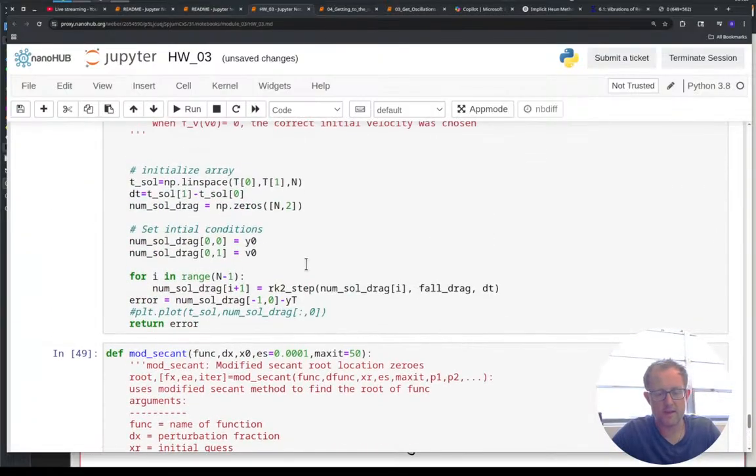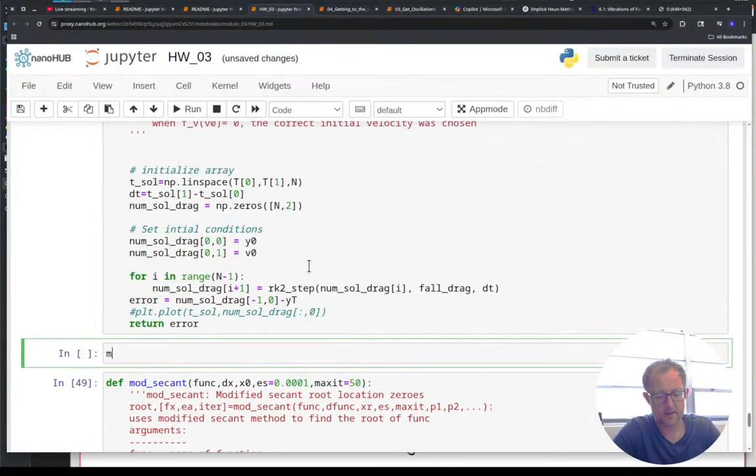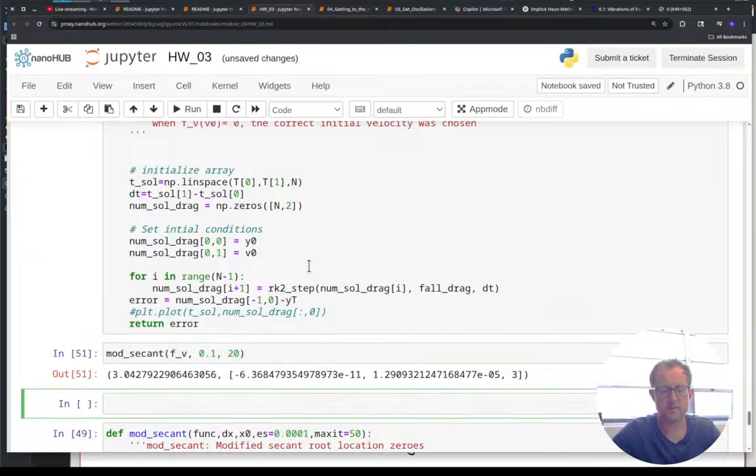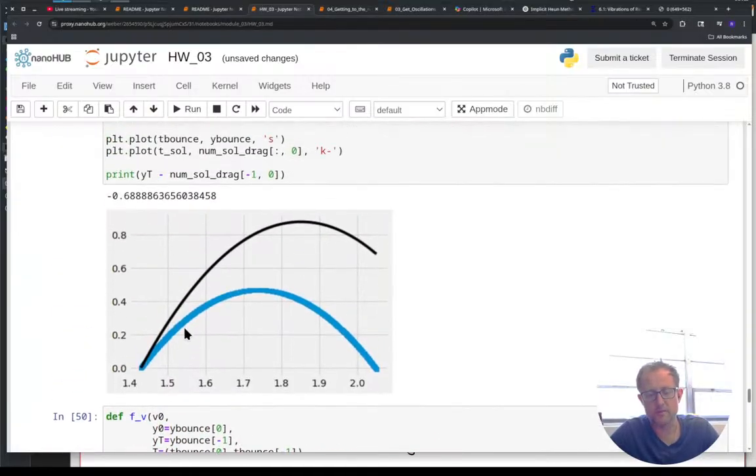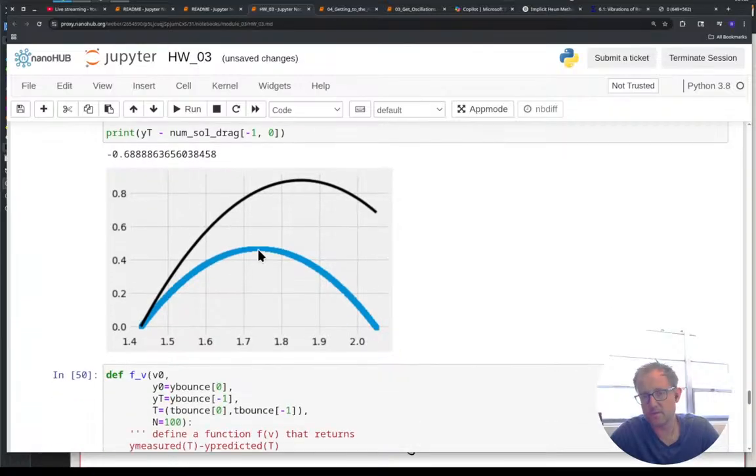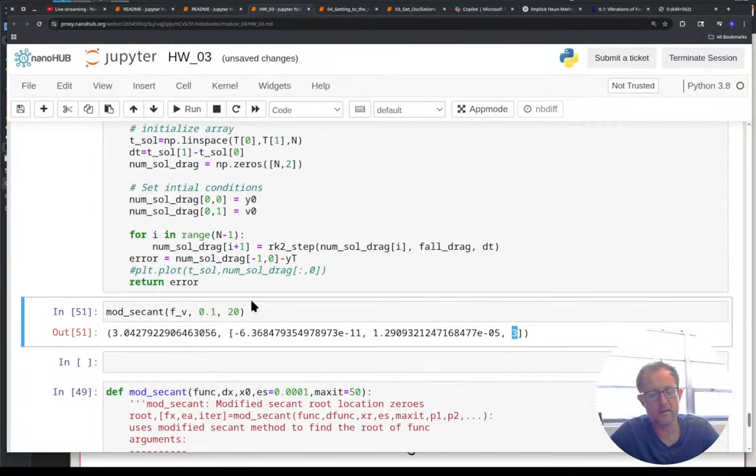So I have that now. Let's find that mod secant of FV. I'll use 0.1, and I'll plug in 20 just to see what happens. And I end up with this value of 3.04. And after 3 iterations, even though I was way off, since I knew it was slower than 4 meters per second, it's still going to get me to the right answer.